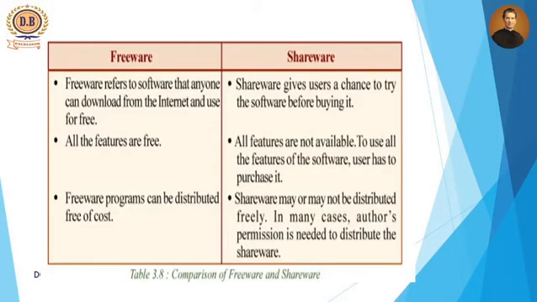In that picture, the first column is freeware. Freeware refers to software that anyone can download from the internet and use for free. But shareware is not entirely free software. It gives us a chance to try the software before buying it. They will give a trial period, it may be 30 days or 1 month. If you are satisfied with the product, then we can buy it.